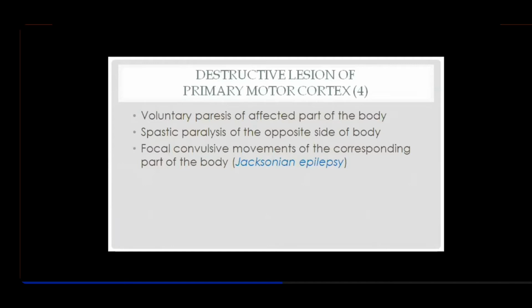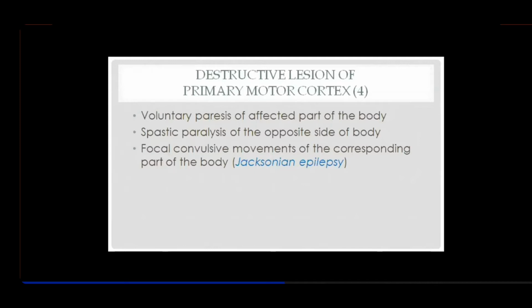Initially, there will be voluntary paresis of the affected part of the body. Paresis and paralysis are different. Paresis is weakening of the muscles. Initially, he may still be able to walk, but with the help of a walking aid, like a walking stick. It means he is weak in the muscular activities of the opposite half, and that is called voluntary paresis.